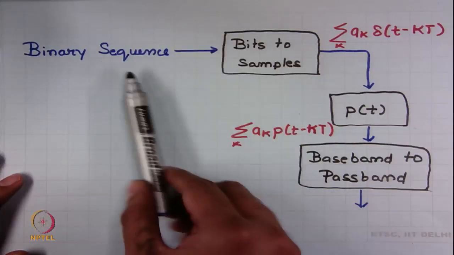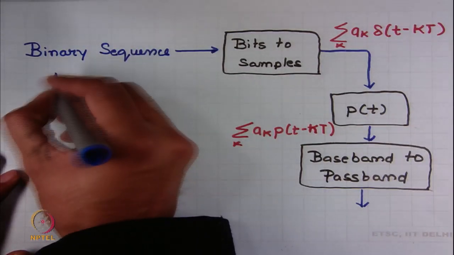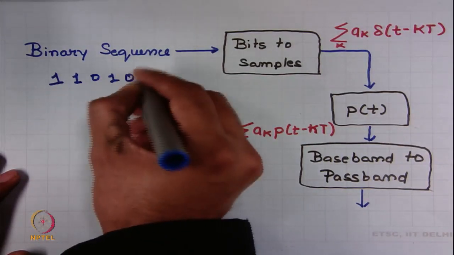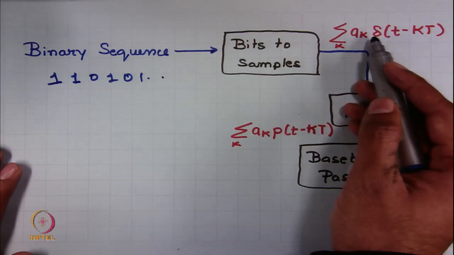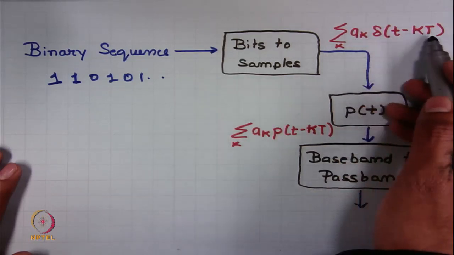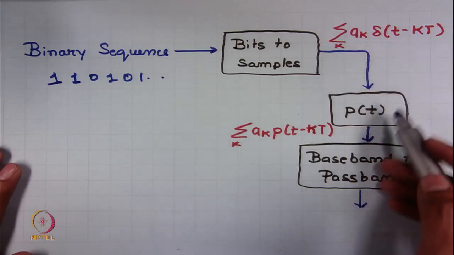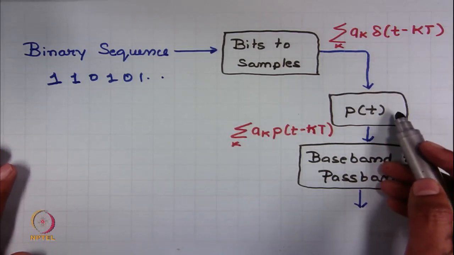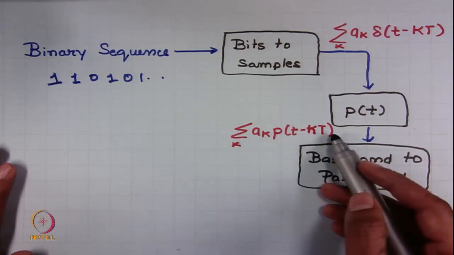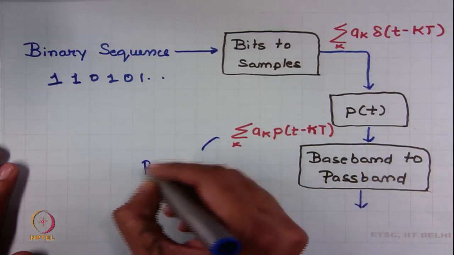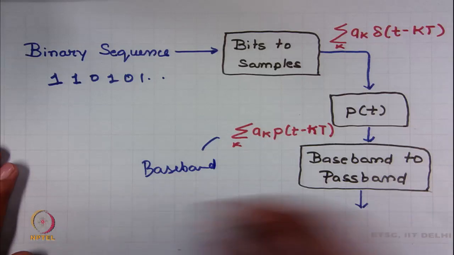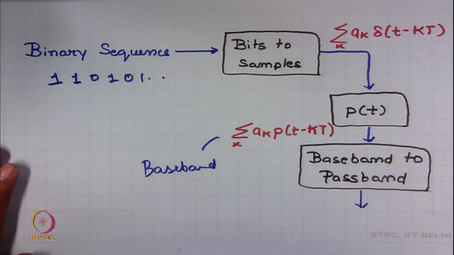Let us look at the block diagram of the modulator, which we have seen a couple of times. We have a binary sequence, which is a sequence of ones and zeros, and this is converted into samples. Samples are nothing but a weighted train of impulses. This weighted train of impulses then passes through a filter with impulse response p(t), and we get a weighted pulse train instead of an impulse train. This is a baseband signal, and it is converted to a passband signal by using a multiplier.